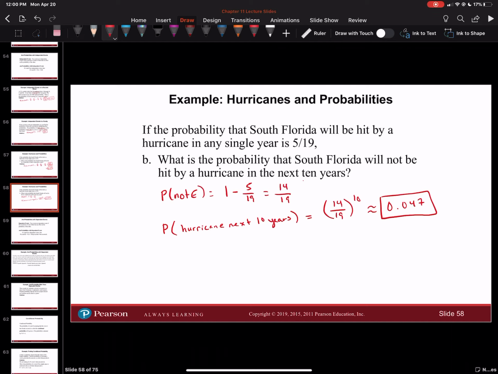Now, because it said 10 years, it's going to be the same thing every year. That's the probability of each year is 5/19. So we're going to do what? Subtract that from 1. That's going to give me 14/19. Then we have to raise it to the 10th power.